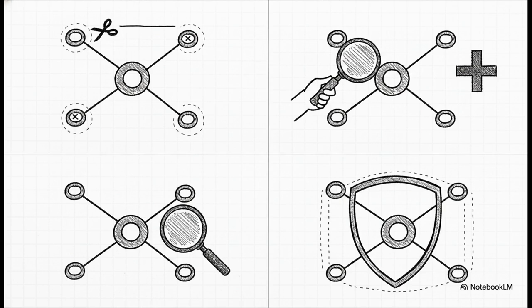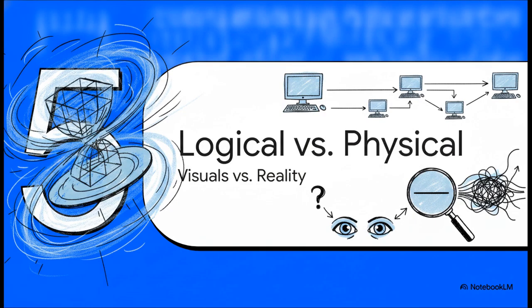Easy. Third is centralized management. Your IT team can just sit at the switch and monitor the health of the entire network. And finally, security. Because all traffic is forced to flow through the center, administrators can easily segment departments and enforce super strict access controls.